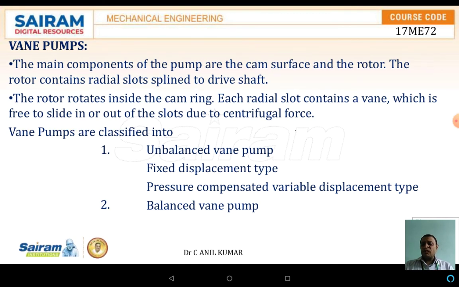The next topic we are discussing is the vane pumps. Vane pumps are classified into two types. The first is the unbalanced vane pump, and the second is the balanced vane pump. The unbalanced vane pumps are classified as fixed displacement pumps as well as variable displacement pumps.